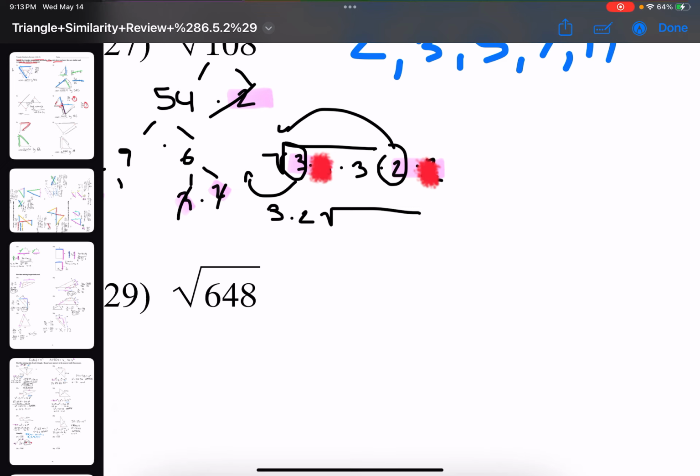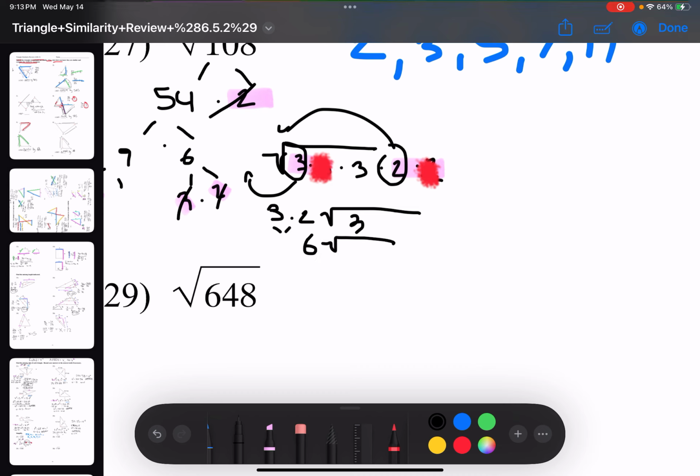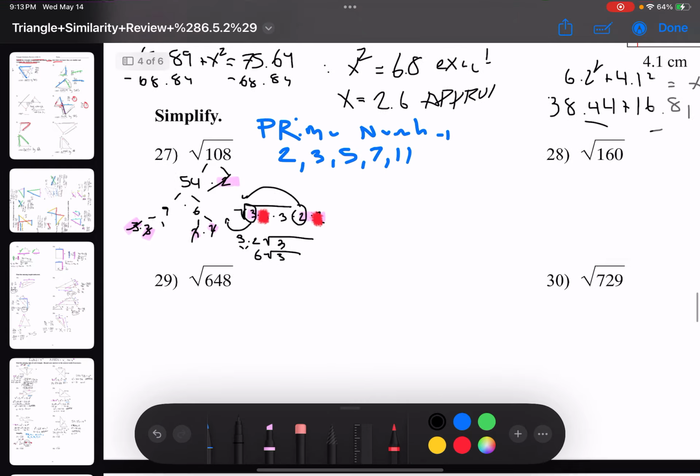And all we have left is a 3 because we moved these ones outside. So anyways, then you do this, and then it's 6 radical 3. Let's check our answers. Indeed, it was 6 radical 3, guys.